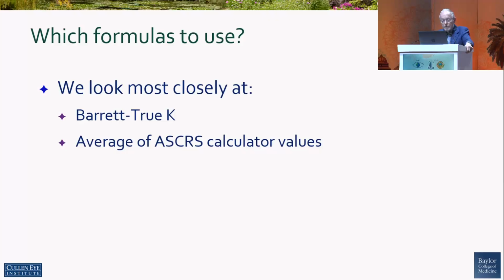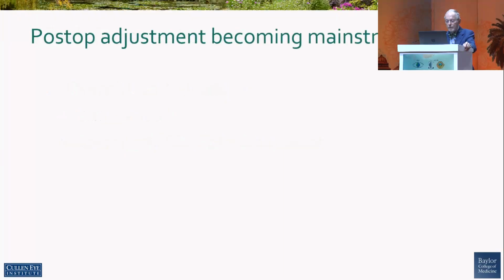And so we still like, in these eyes, to look at the Barrett True K, the average of the ASCRS calculator values, and I think that some of these newer formulas such as EVO, Pearl DGS, and so on are going to be really good as they get refined.